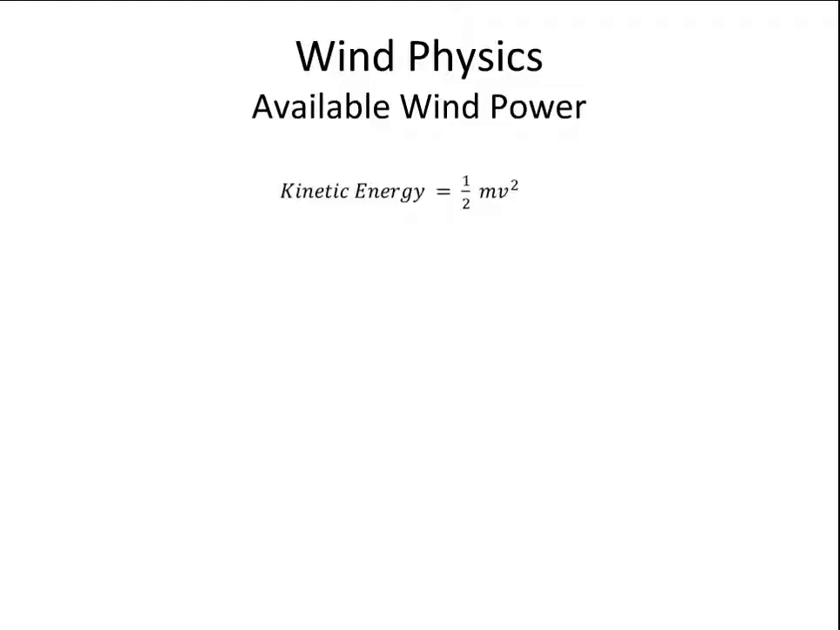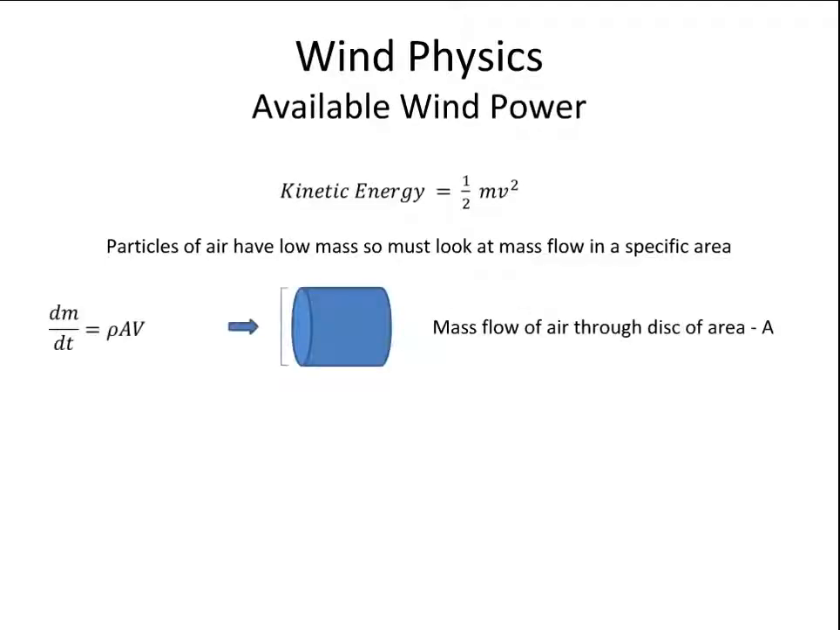We're not going to calculate individual air particles, so we have to look at it a little differently from a wind perspective. What we're going to do is take a mass flow of air through a disk, and that disk is going to be the size of our wind turbine. Here's the mass flow of air over a period, and it is equal to the density of the air times the swept area times the velocity. That's the pretty simple part of the equation.